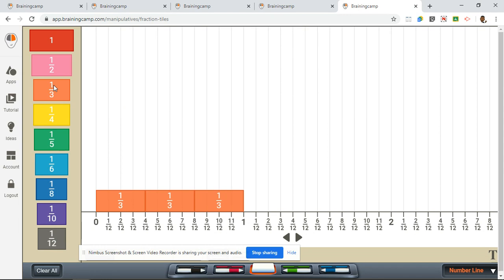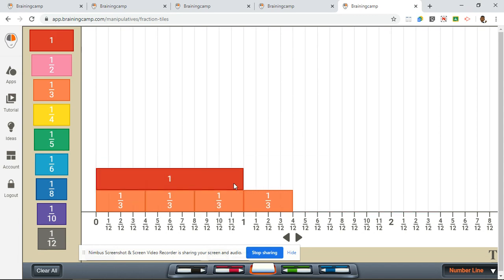1, 2, 3, 4. And if you notice, when I had 3 thirds, of course, that equals 1 whole. But notice, I'm already over. So this means I have 1 and 1/3. Let me show you a whole. I'm going to put a whole here, or a fraction tile that represents a whole. And notice, 3 thirds equals 1 whole. So I have 1 whole and 1/3.